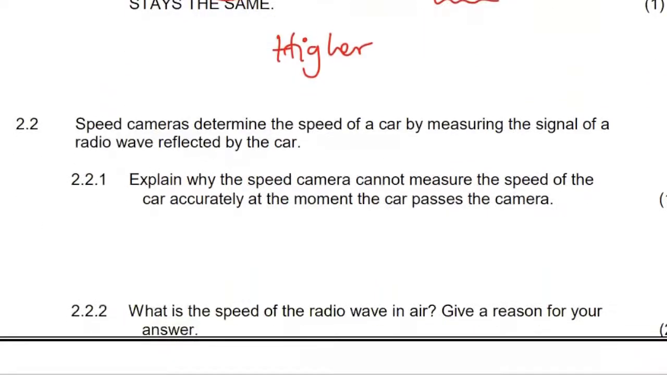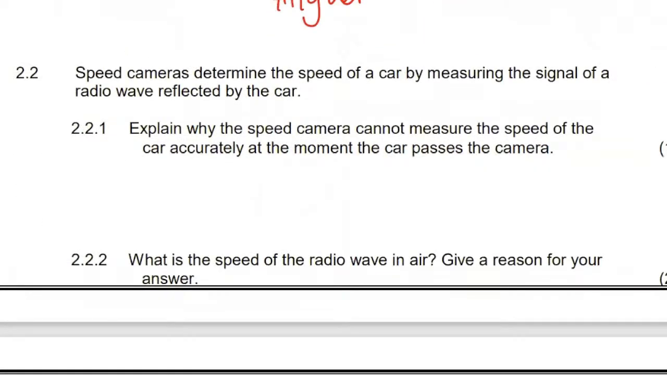Then 2.2. Here we have the radar. The speed cameras determine the speed of a car by measuring the signal of the radio wave reflected by the car. Explain why the speed camera cannot measure the speed of the car accurately at the moment the car passes the camera. Guys, what do we say? What do you think? So we're saying that the observed frequency, no?